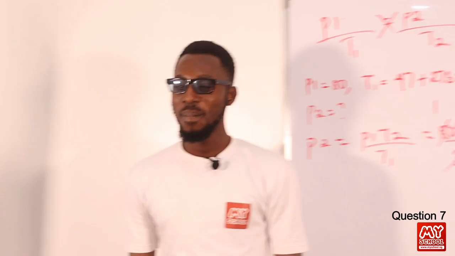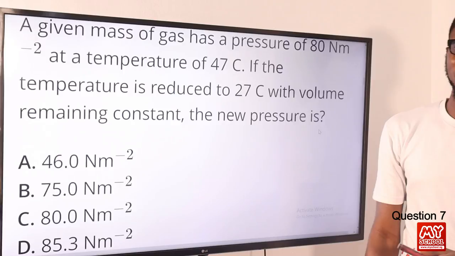Let's go back to the screen to point out 75. We have that. Option B. So option B is the right option.